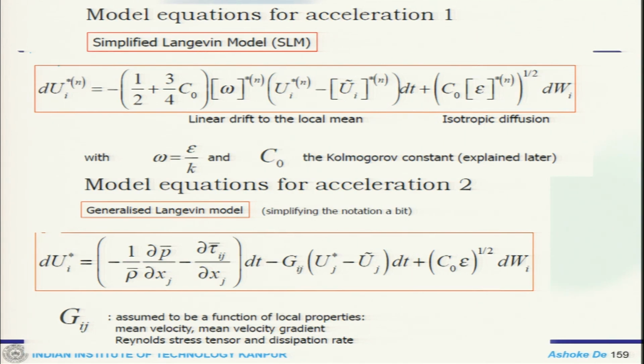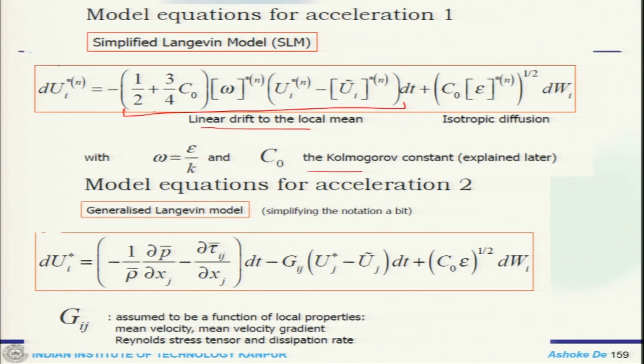Now, there are model equations often used for acceleration. One is the simplified Langevin model, which uses this dui star, and this is some model coefficient. This is omega, which is nothing but the turbulent frequency, and there is a difference between the instantaneous and mean velocity, and then there is an isotropic diffusion. So, this drift that is calculated is a linear drift to the local mean. That is why this is known as the simplified Langevin model, and this C naught here is a Kolmogorov constant, which I will explain a little later.